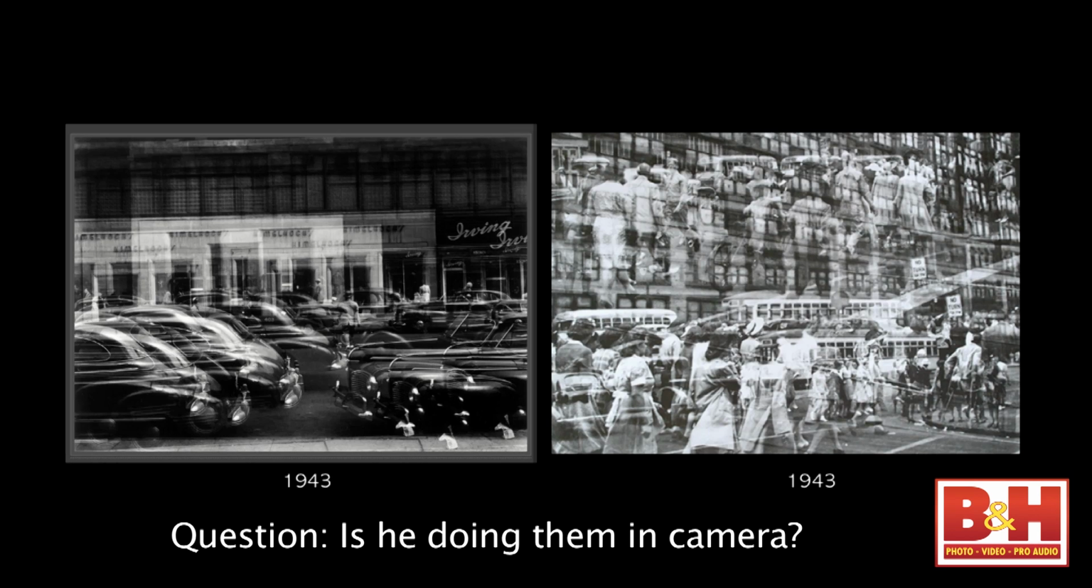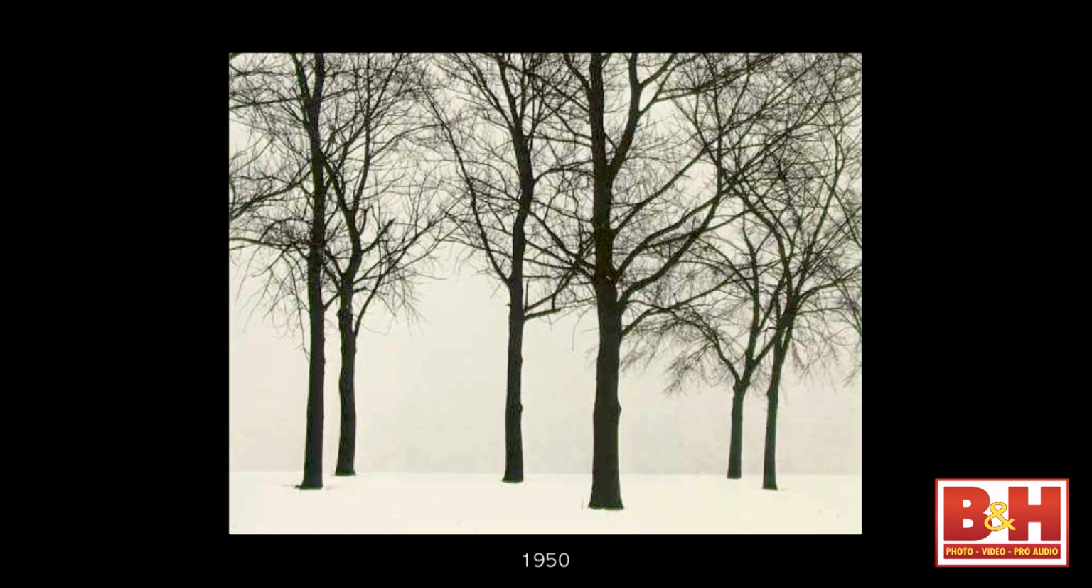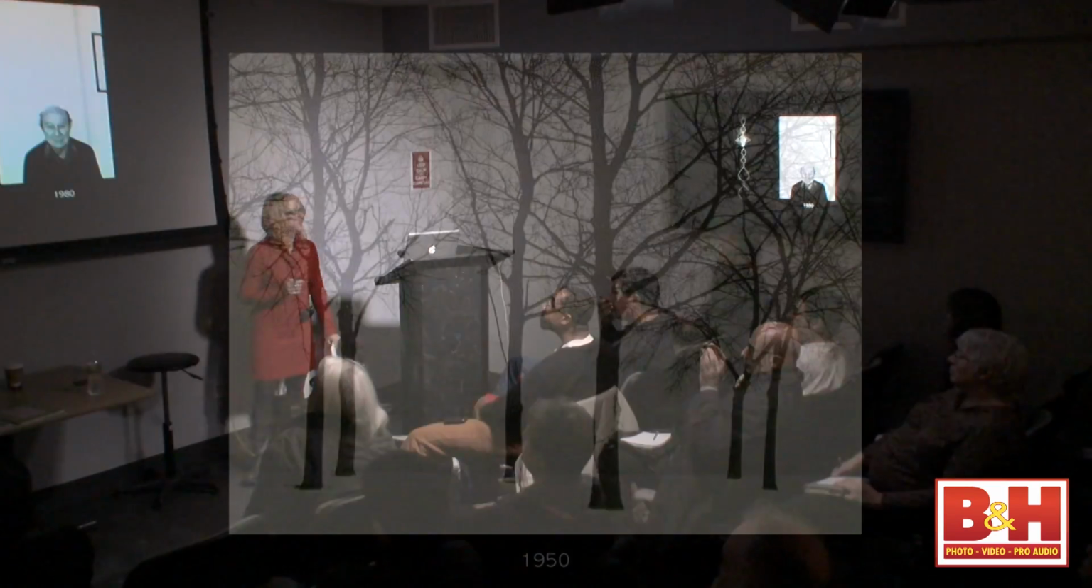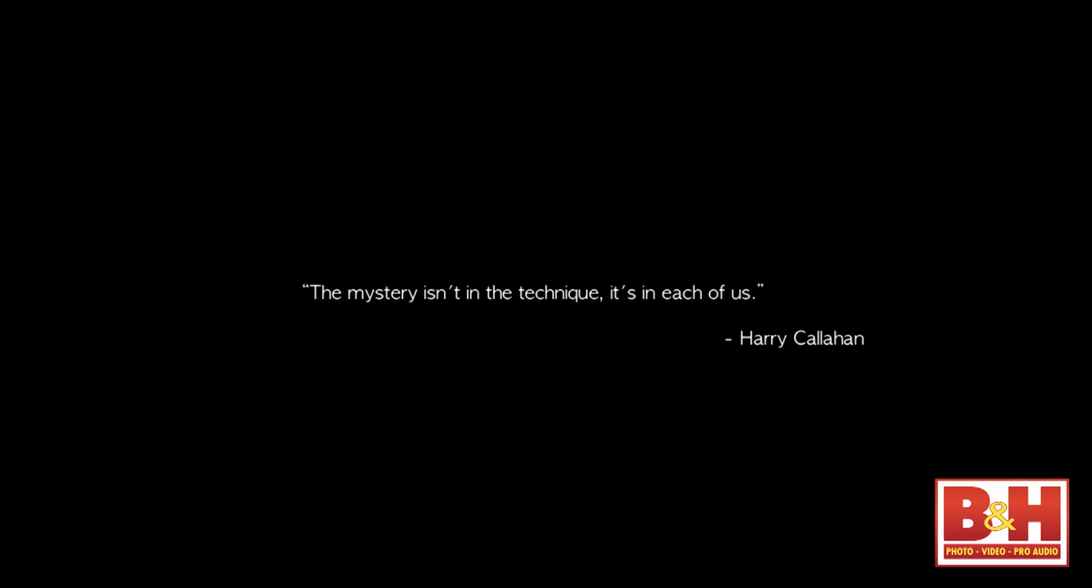Harry Callahan, one of the great street photographers, used to do a lot of double exposures. Callahan really wanted to focus on the chaos of city life, and so he often did double exposures. I don't know if he's doing them in camera or in the darkroom. Looks like in camera to me. He also focuses on a lot of structures, a lot of geometric forms in the buildings. He also makes really wonderful landscape photographs. Here's Callahan as a young man and an older gentleman. The mystery isn't in the technique, it's in each of us.